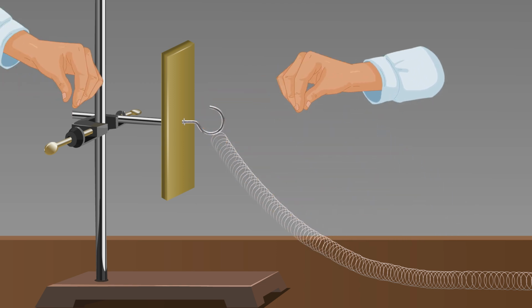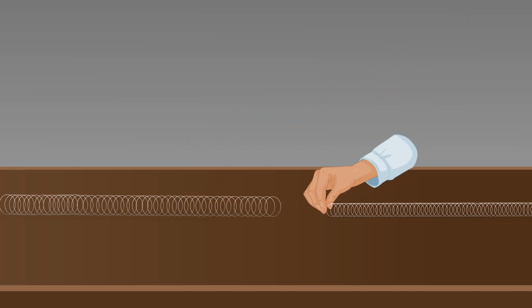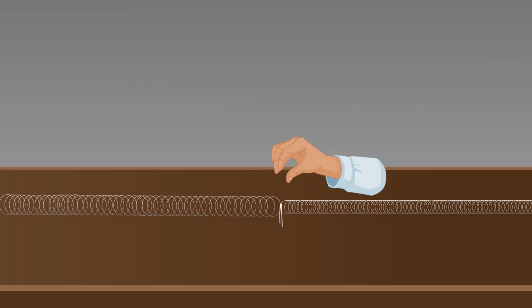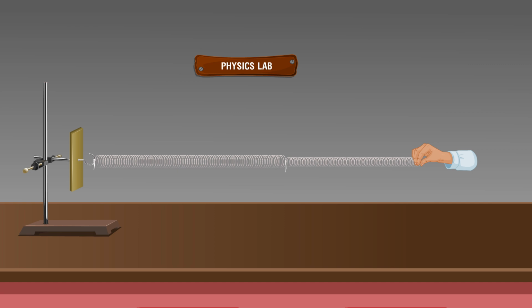Tie the slinky to the steel hook. Join the heavier spring of higher mass to the slinky. Hold the free end of the heavier spring. Stretch the heavier spring and slinky. Give a pulse from the heavier spring to the slinky. Observe what happens to the pulse.